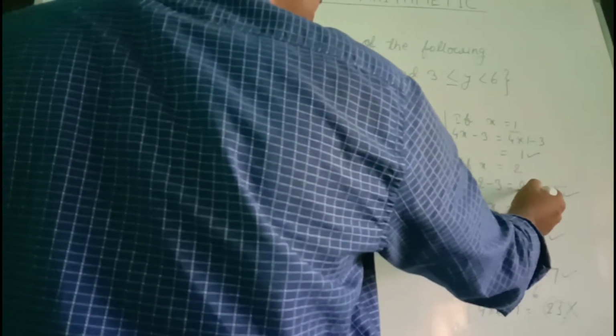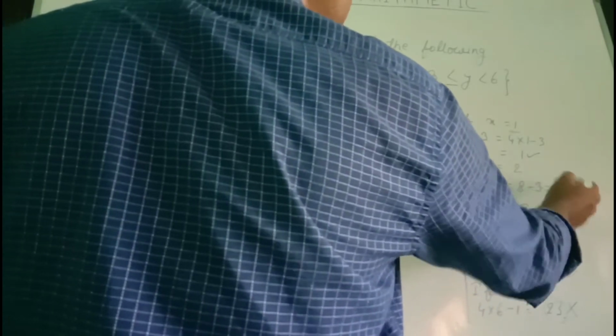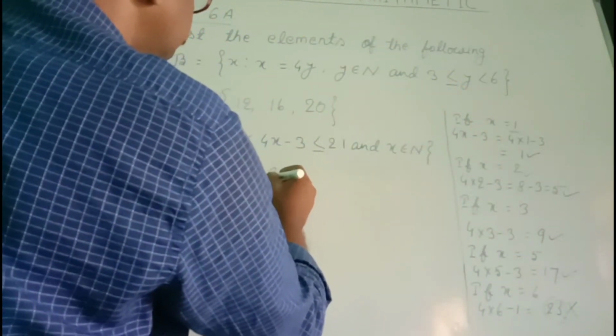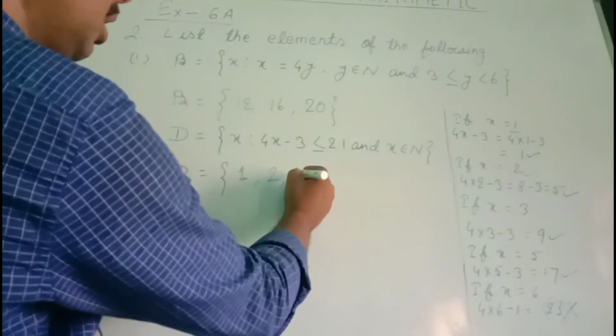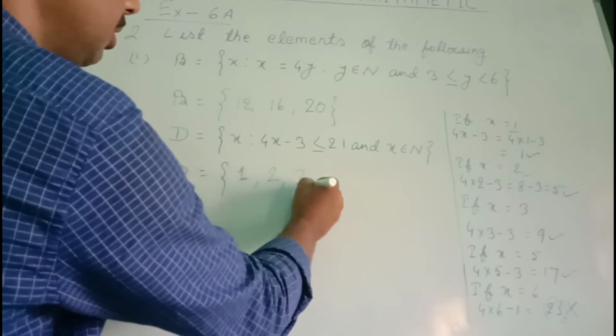And the second natural number, that is 2, we keep this value in this equation: 4 into 2 minus 3 equals 8 minus 3 equals 5. So the second element became 2. Third, if we take x equal to 3, then 4 into 3 minus 3 equals 9, and 9 is also smaller than or equal to 21. So the third element became 3.